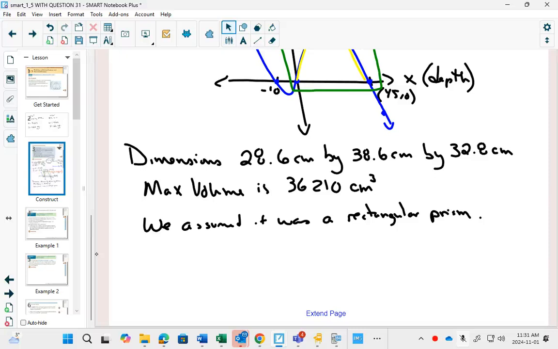But can you visualize the volume? Does 36,210 centimeters cubed, can you visualize? Okay. Do you know how big 1 centimeter cubed is? Think about a centimeter by a centimeter by a centimeter, right? A little square like that, a little cube, that's a 1 centimeter cube.